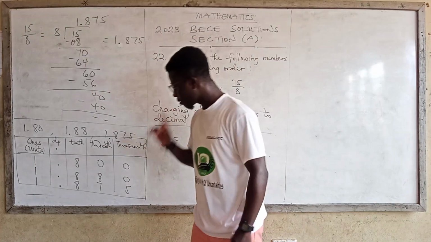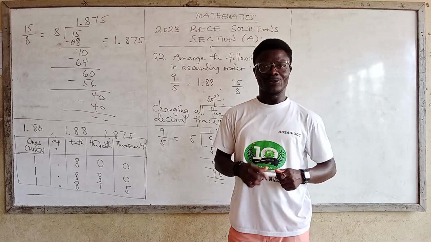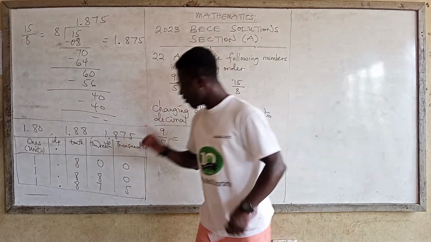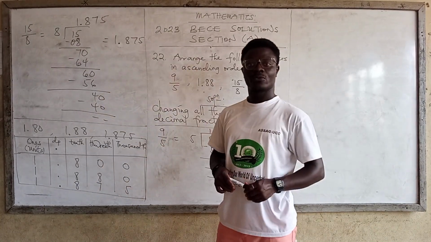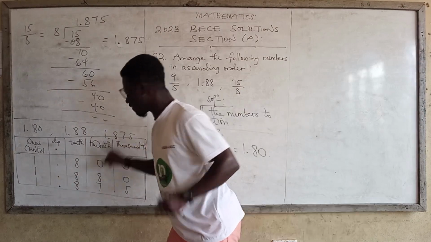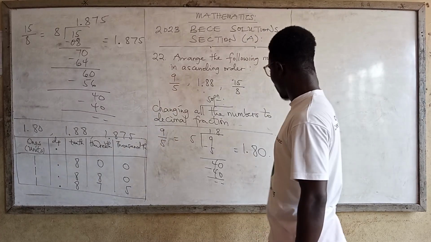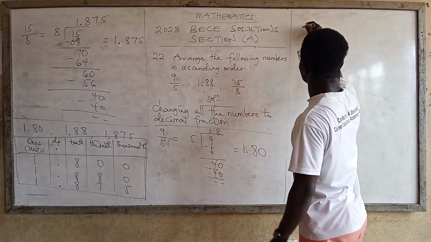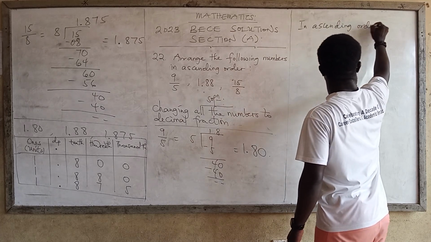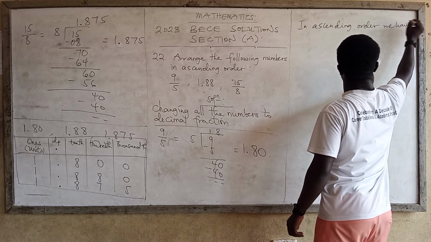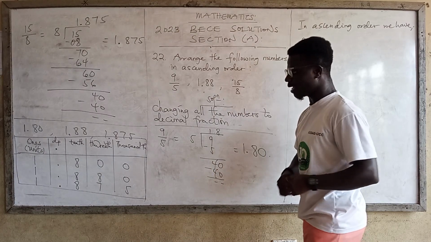Now let's come to hundredths. We have 0, 8, 7. We've seen them. They are now coming. So 0, 8, 7. Which one is the smallest? 0. Which means that 1.80 is the smallest. And it corresponds to what? 9 out of 5. So in ascending order, we have 9 out of 5 coming first, which is the smallest.